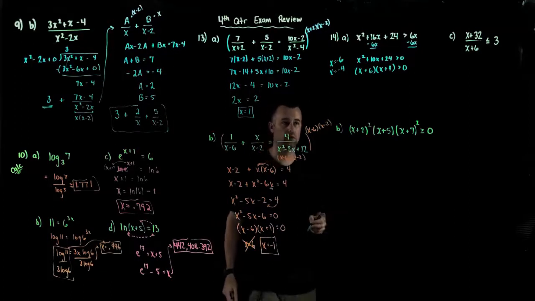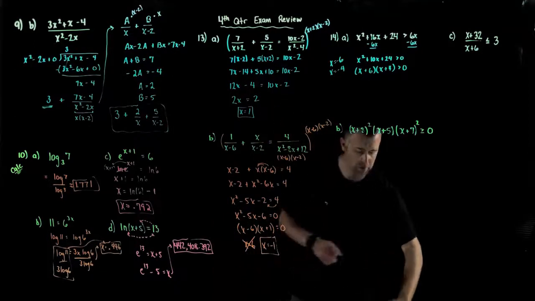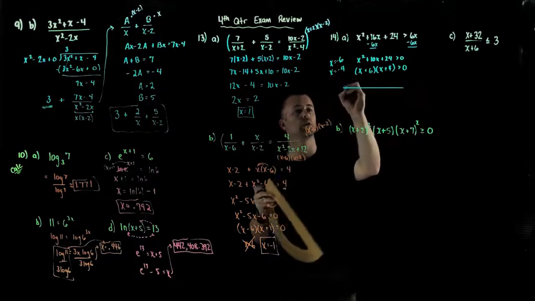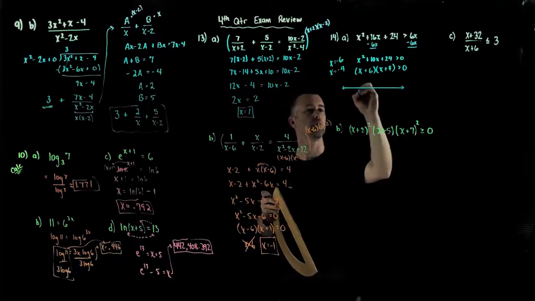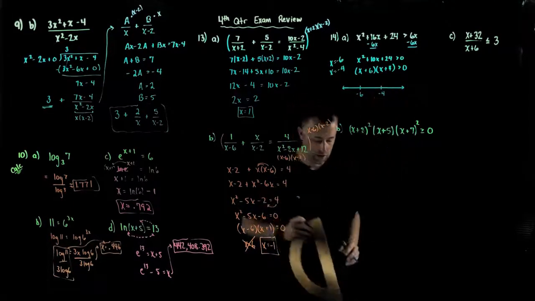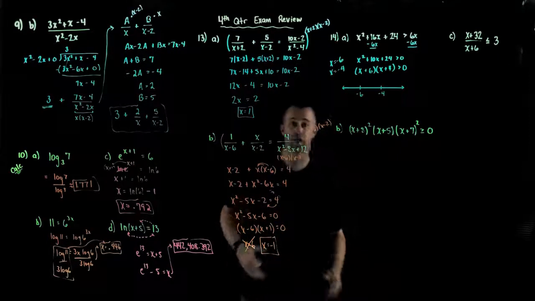Those are my zeros. So I'm going to take those and I'm going to throw these on a number line, and this is where I'm going to test when it's positive and when it's negative. So on your number line, we have the point negative 6 and negative 4. So for polynomials, I like to use that graphing method.